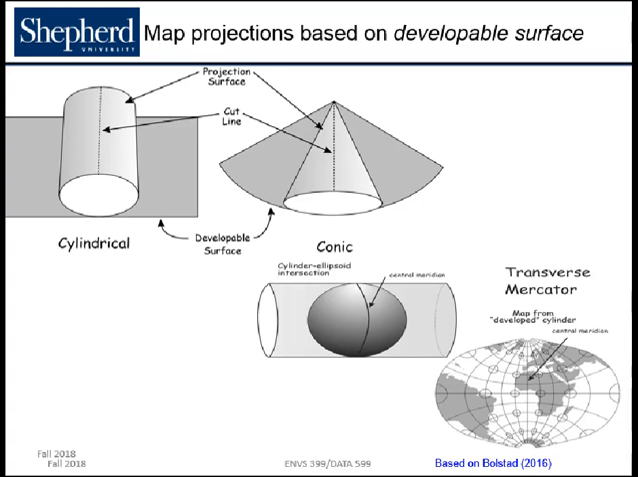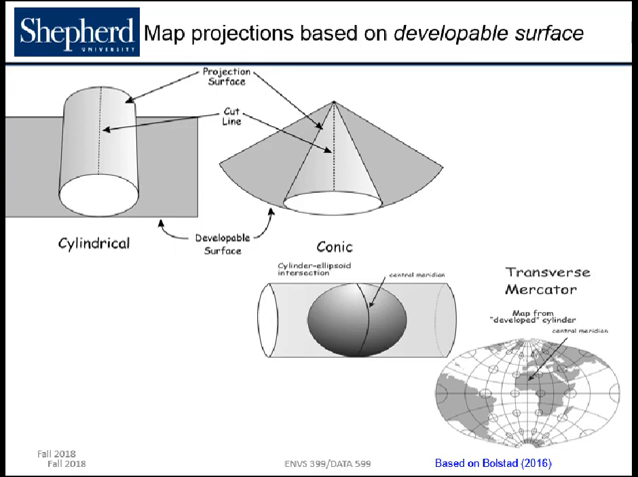Projections may be characterized according to the shape of the developable surface as conic from a cone, cylindrical from a cylinder, and azimuthal from a plane. The orientation of the developable surface may also change among projections. For example, the axis of a cylinder may coincide with the poles of the Earth, an equatorial, or the axis may pass through the equator, a transverse.